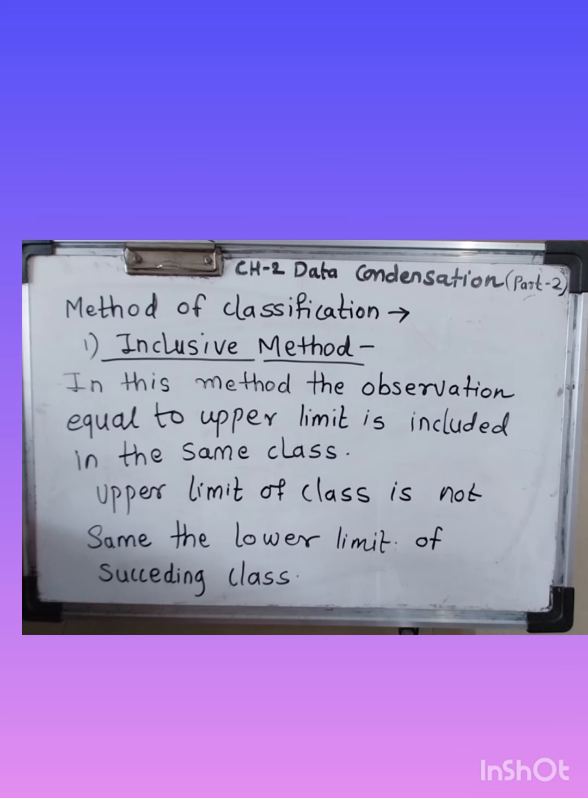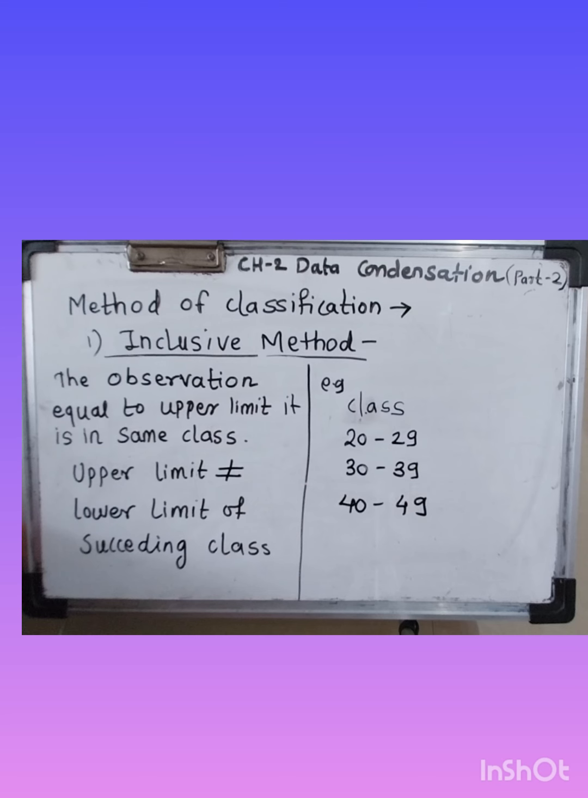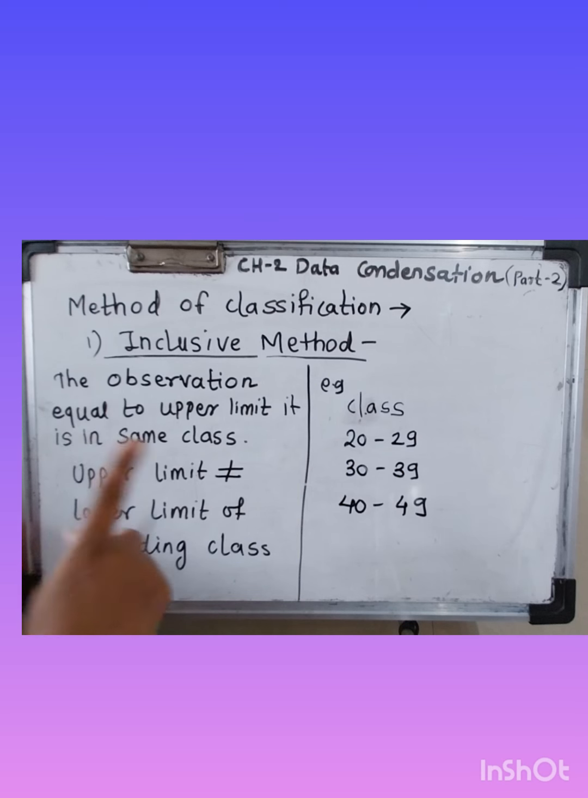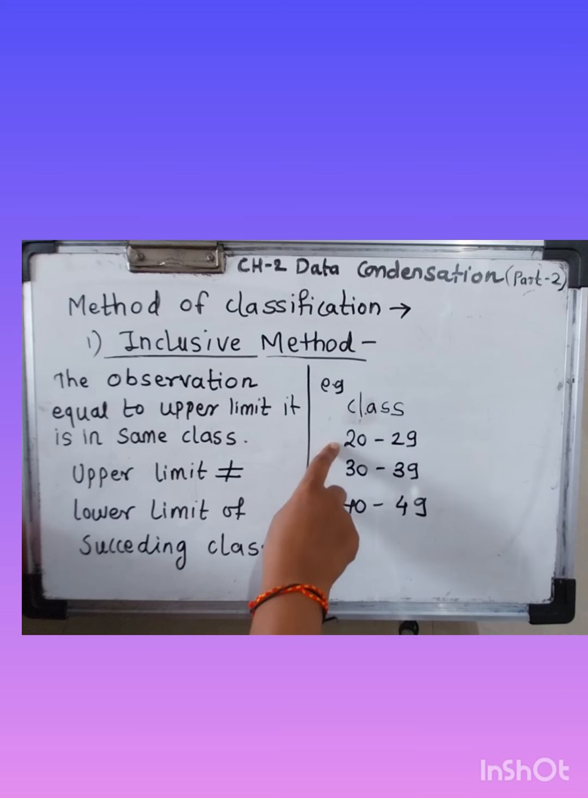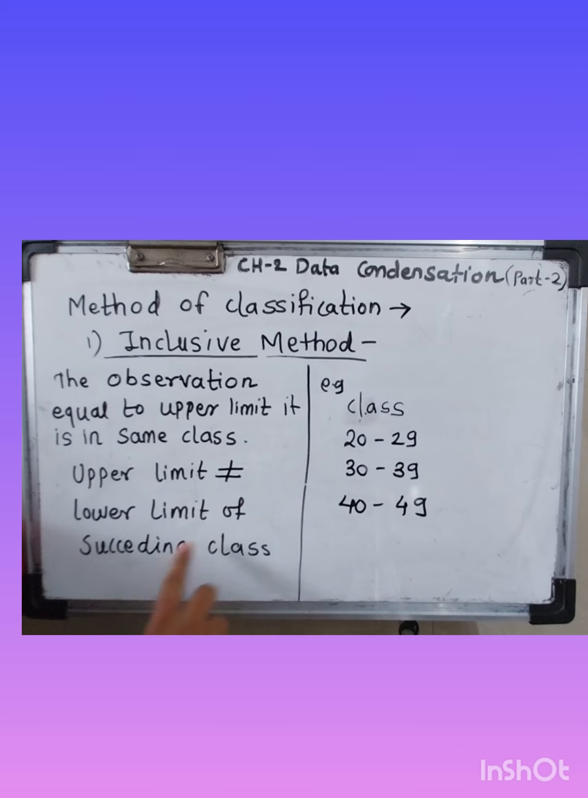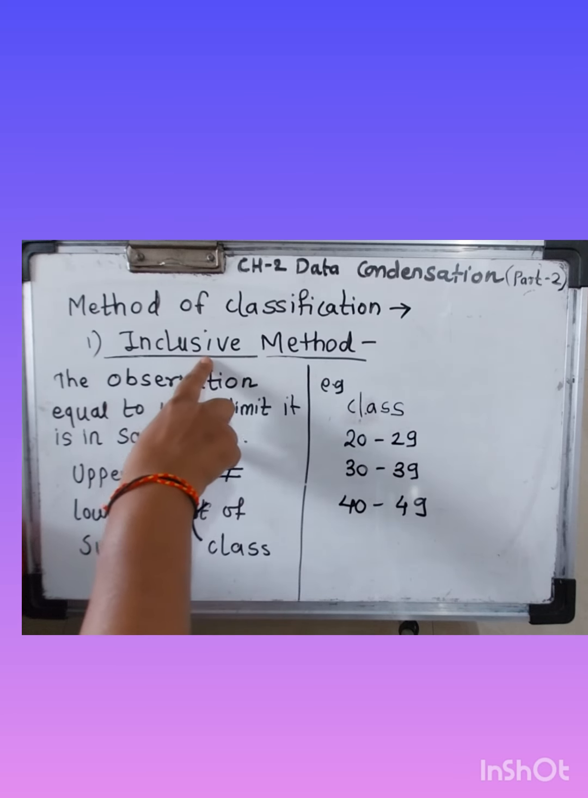Okay, I'll explain using an example. This is the inclusive method. What did we study about the inclusive method? Inclusive method means the observation equal to the upper limit is in the same class. If 29 is observed, it is in the same class. If 39 is observed, it is in the second class. If 49 is observed, it is in the third class. And the upper limit is not equal to the lower limit of the succeeding class. It's called the inclusive method.